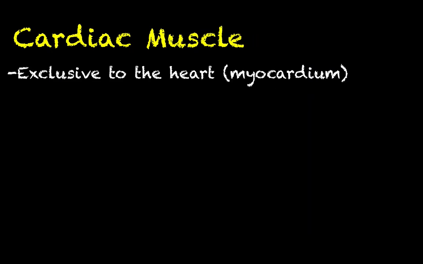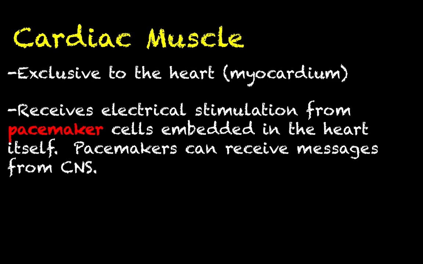Moving on to cardiac muscle, this is obviously exclusive to the heart, in which case the muscle is referred to as myocardium. Cardiac muscle does not receive its electrical stimulation from motor neurons in the nervous system. Rather, it derives its electrical stimulation from pacemaker cells, which are heavily modified muscle cells that are actually embedded within the heart itself. These pacemaker cells produce waves of electrical activity that are taken up by the other cardiomyocytes, the cardiac muscle cells, and then they spread everything around.